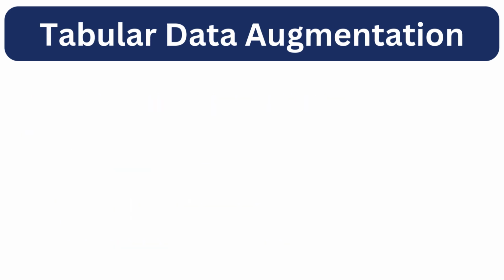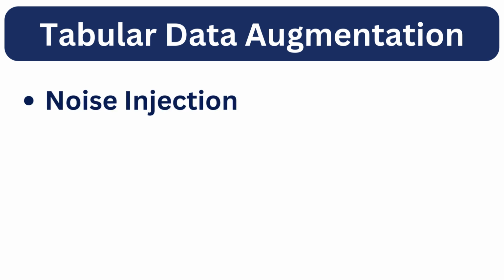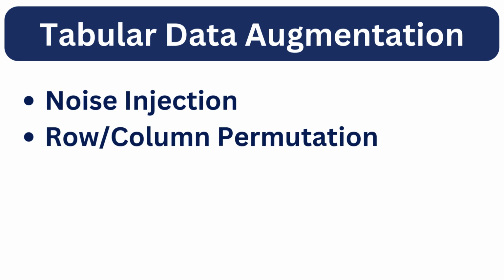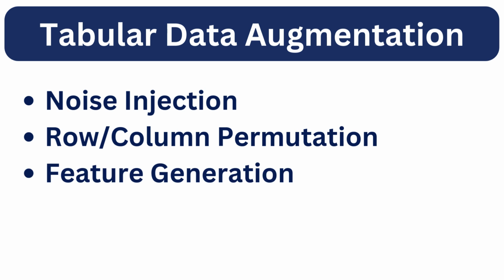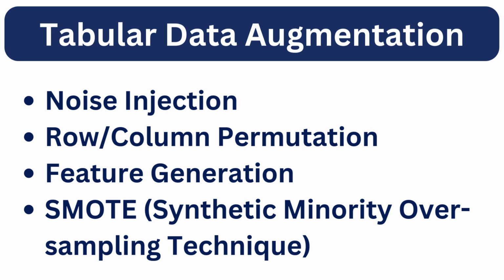Tabular data augmentation techniques include adding small random noise to numerical features, randomly shuffling rows or columns in the dataset, creating new features by combining the existing ones, and generating synthetic samples from the minority class in imbalanced datasets. Let's have a demonstration of data augmentation using SMOTE in Python.